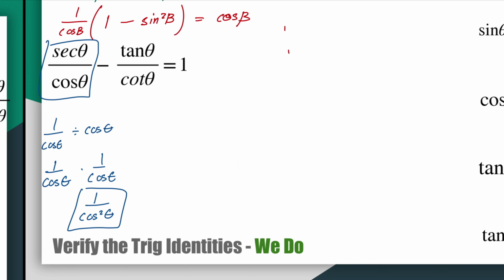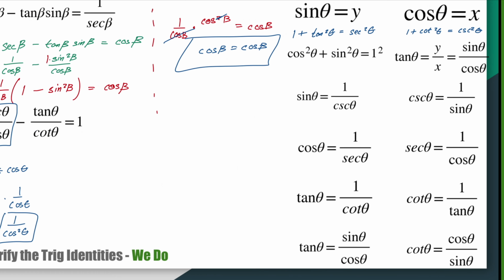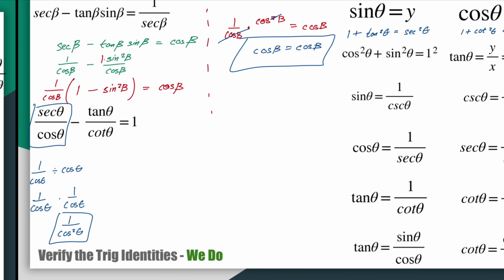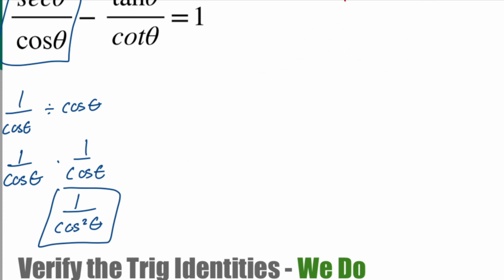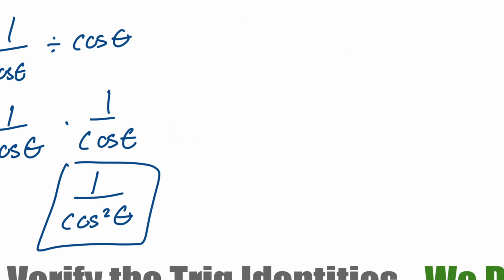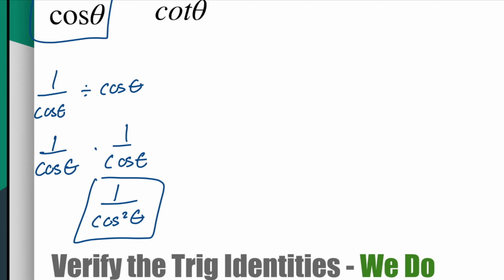Now, even this 1 over cosine squared theta, when you look at it, I could technically go a little bit further because 1 over cosine is the same thing as secant theta. So this could also be written as secant squared theta, but I'm choosing to leave it like this for now because I just prefer my non-reciprocal ones, but you could also write that, all right?